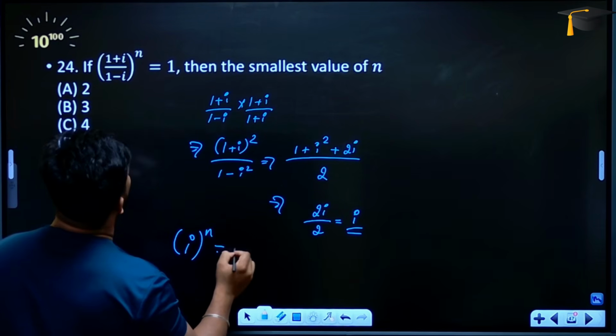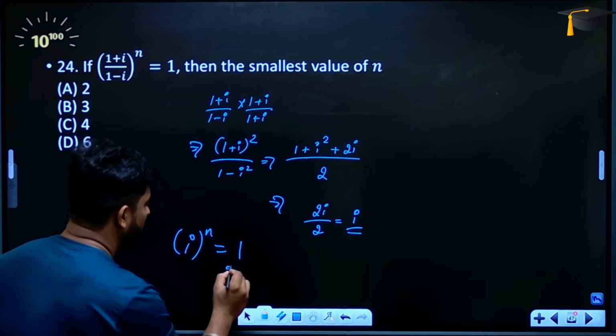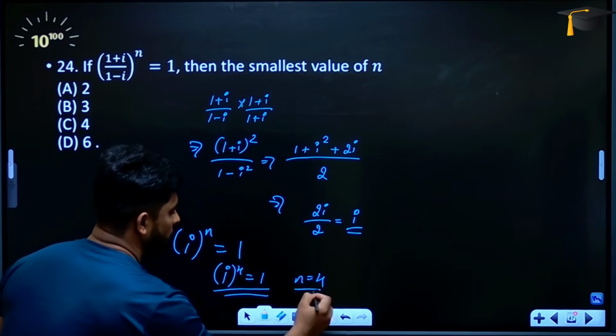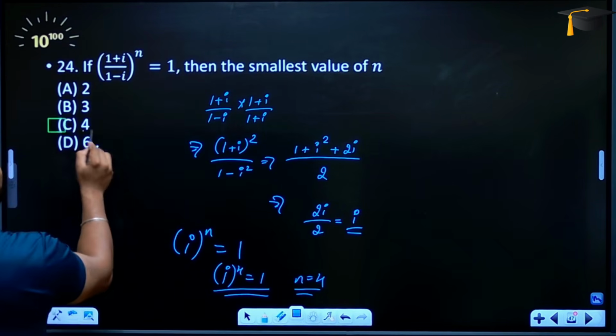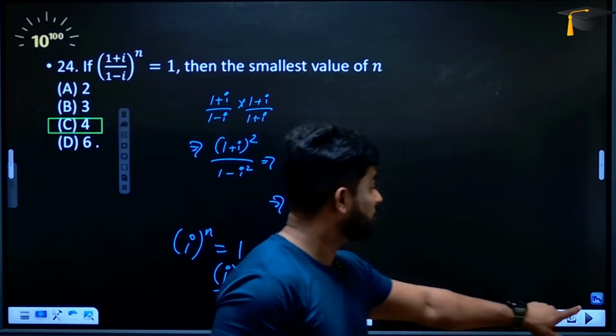That means n is equal to 1. Okay, I to the power what is 1? I to the power 4 is actually 1, correct? So what is the n value? The n value is 4. So n value 4, option C is the right answer. Understood? Simple question, it may come for 3 or 4 marks, so take note.